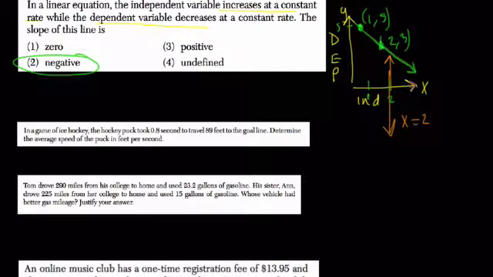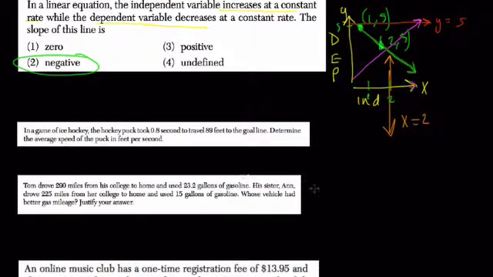A zero slope would be a flat line, let's say up here at 5. Oops, at y equals 5. So here, y always equals 5, no matter what x is. A positive slope could be as x increases, so does y, right? Or, if you want to say it in a reverse way, as x is getting less, so is y. That would be a positive correlation.